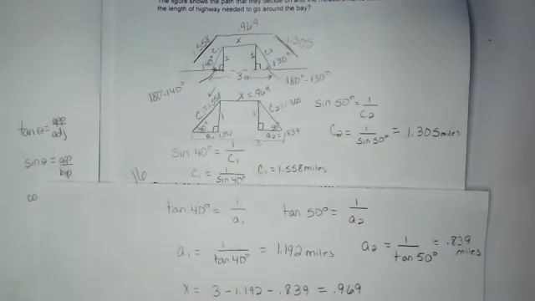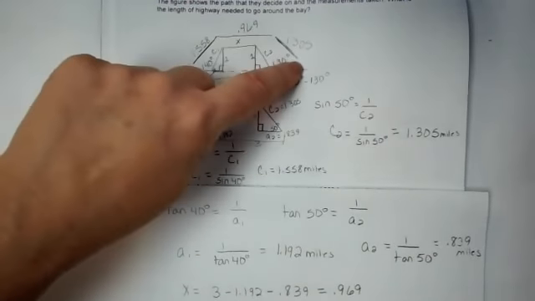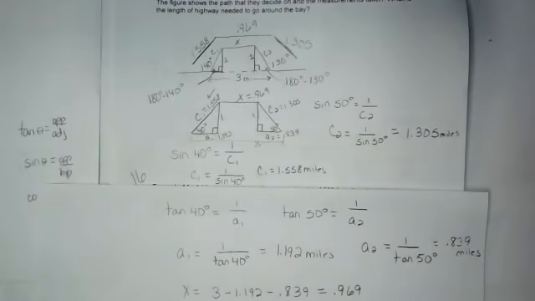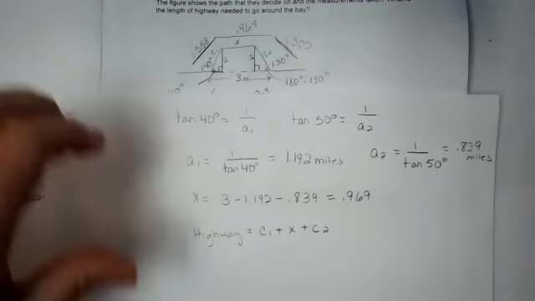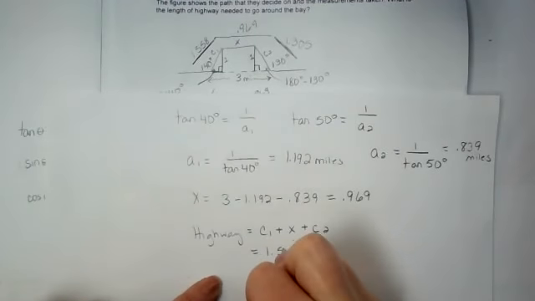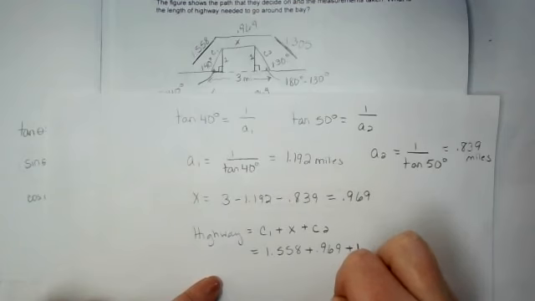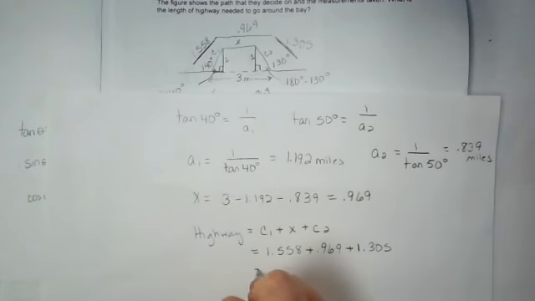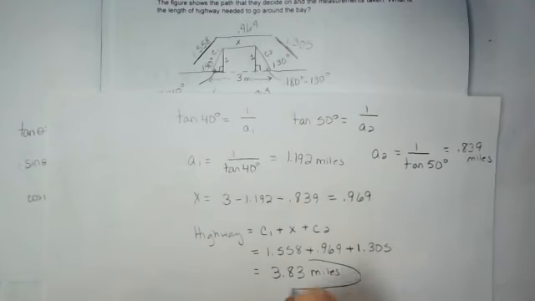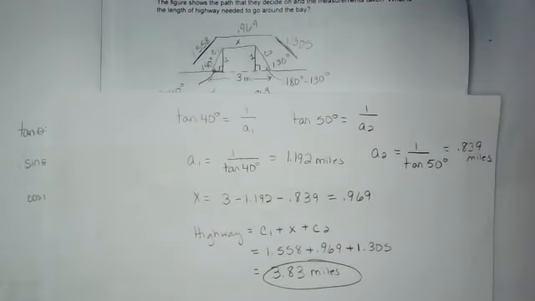That means all I have to do is add up all 3 of these, and then I have the total length of that highway. So my highway is going to be C1 plus X plus C2, which is going to be 1.558 plus 0.969 plus 1.305. That gives me a total highway of 3.83 miles. And that's going to be my answer.